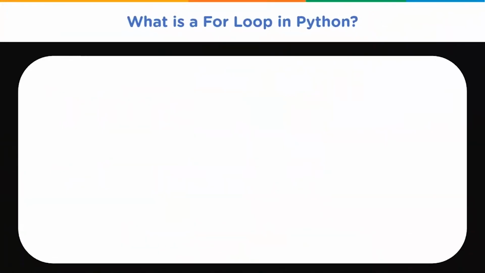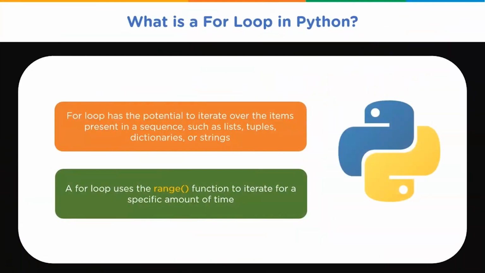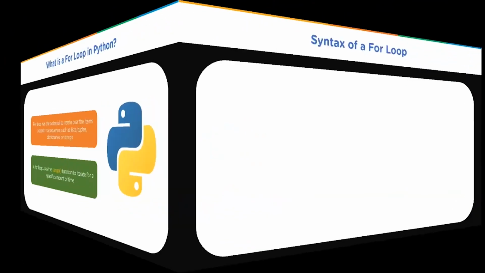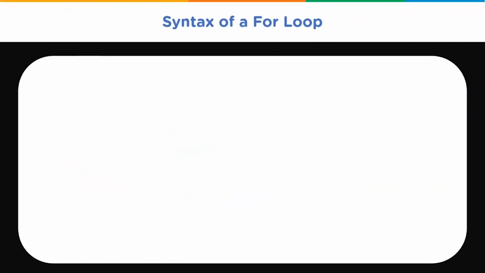So what is a for loop in Python? A for loop in Python is used to iterate over the items or elements present in a sequence. The items present in a sequence can be in the form of a list, tuple, dictionary, or even a string. A for loop in Python uses the range function to iterate over a specific number of times. Now let's have a look at the syntax of a for loop.